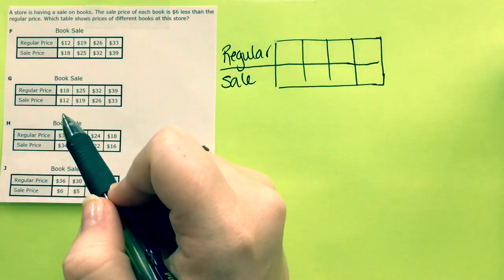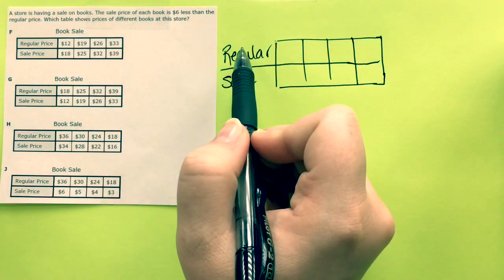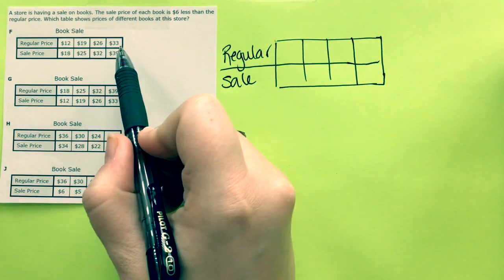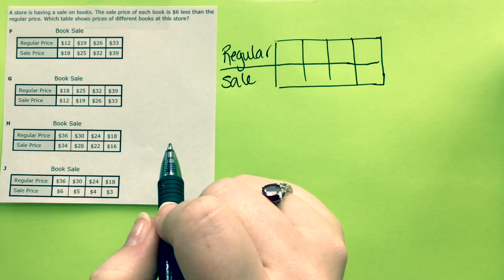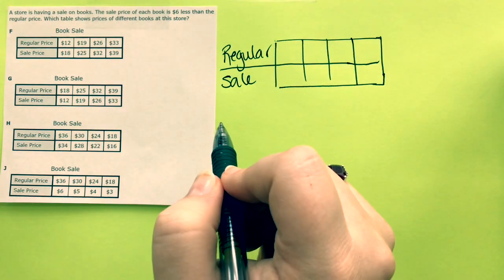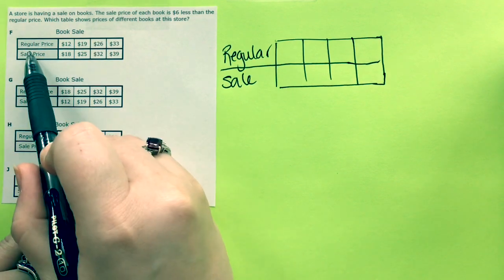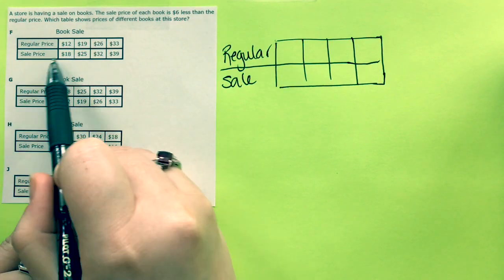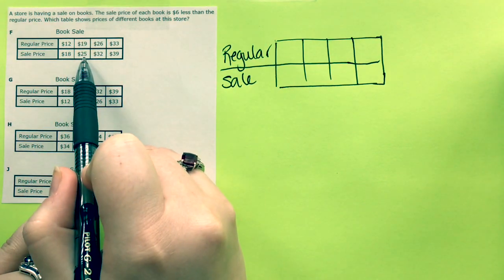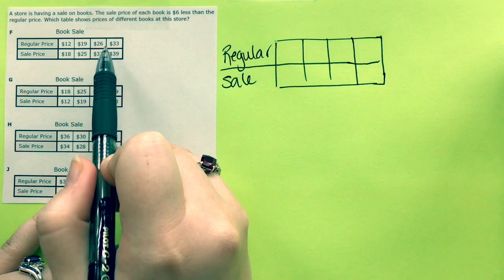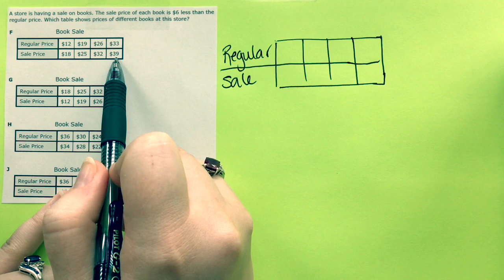So when we're looking at our tables and we see that the sale price of each book is $6 less than the regular price, then I know that my sale price needs to be smaller than my regular price. Because if something's on sale, I definitely don't want to pay more than what the regular price is, okay? So if we're looking at that, based on that information, if I look at F, it says the regular price is $12, but the sale price is $18. Regular price is $19, sale price is $25. Regular price is $26, sale price is $32. Regular price is $33, sale price is $39.